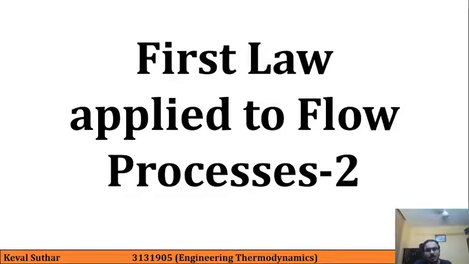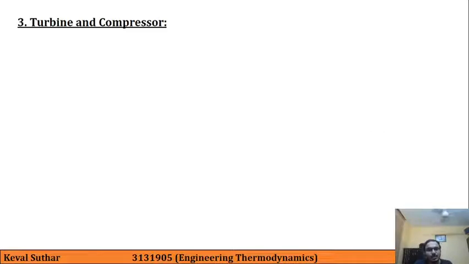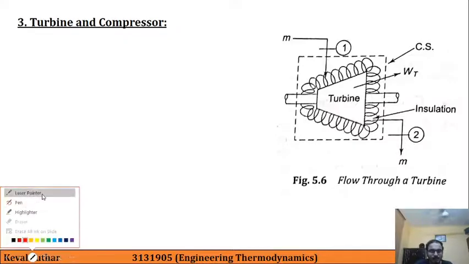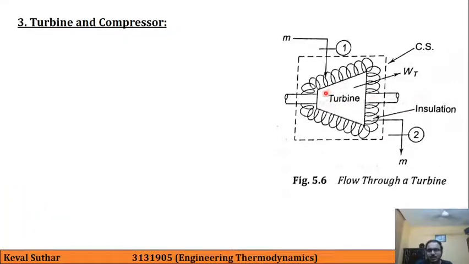In our common engineering applications, our next example is turbine and compressor. So here we are taking an example of a turbine in which, as you can see, we have a turbine which is fully insulated. This is the shaft through which we are getting output from the turbine.